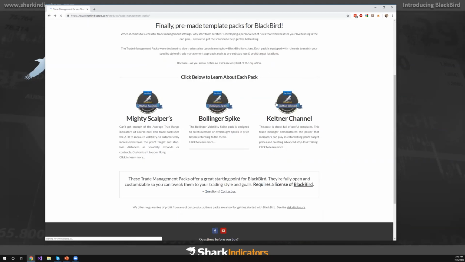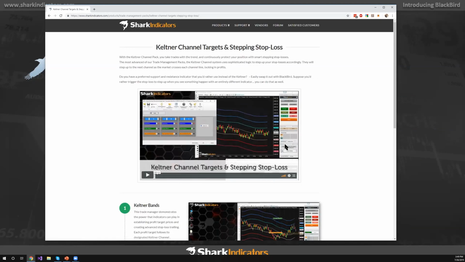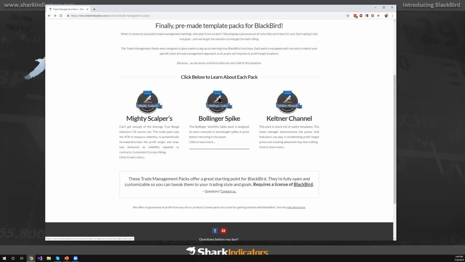The last one's probably the most sophisticated of the bunch, and this is the Keltner channel. It actually does something quite similar to what you saw in the demo today. The idea is that you can have the stop losses bounce between these different channel levels according to certain conditions, and in this case it's profits. And that's, again, a great little example of how to do that kind of thing. And so these 3 packs each have multiple templates inside with very different variations.